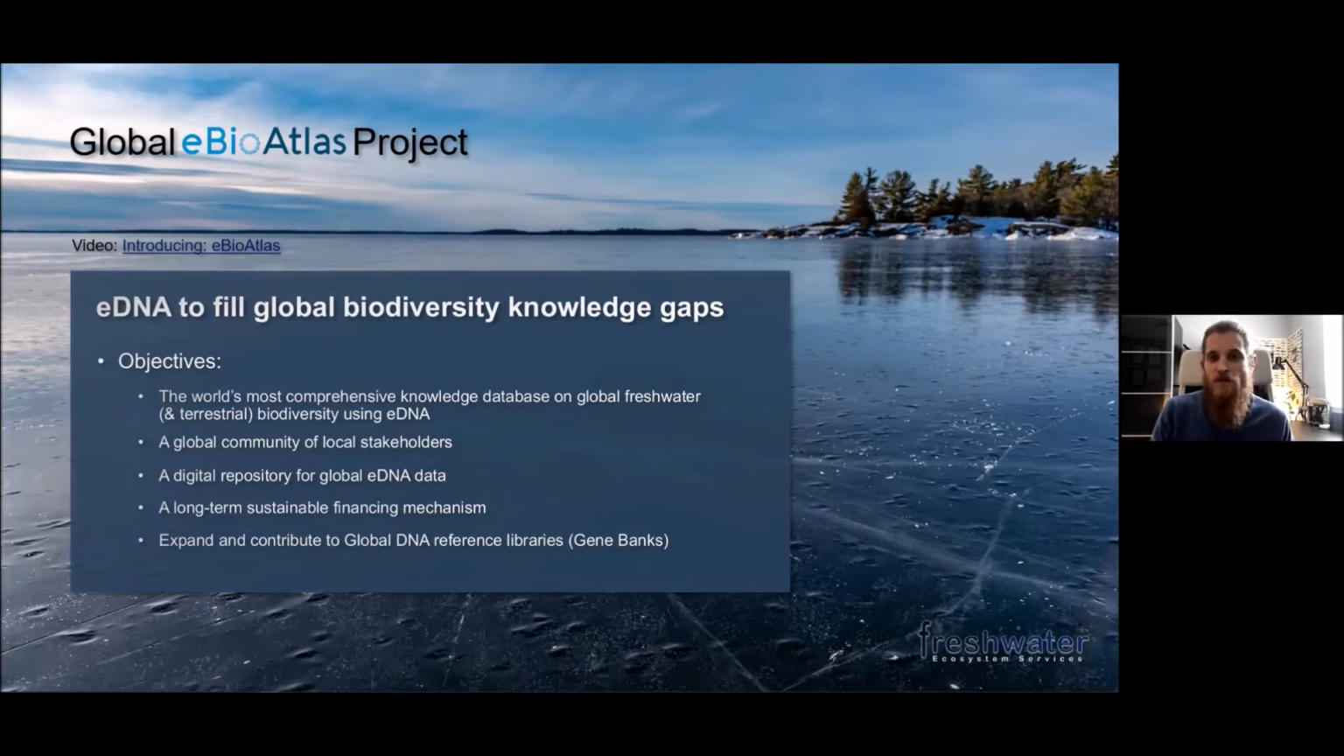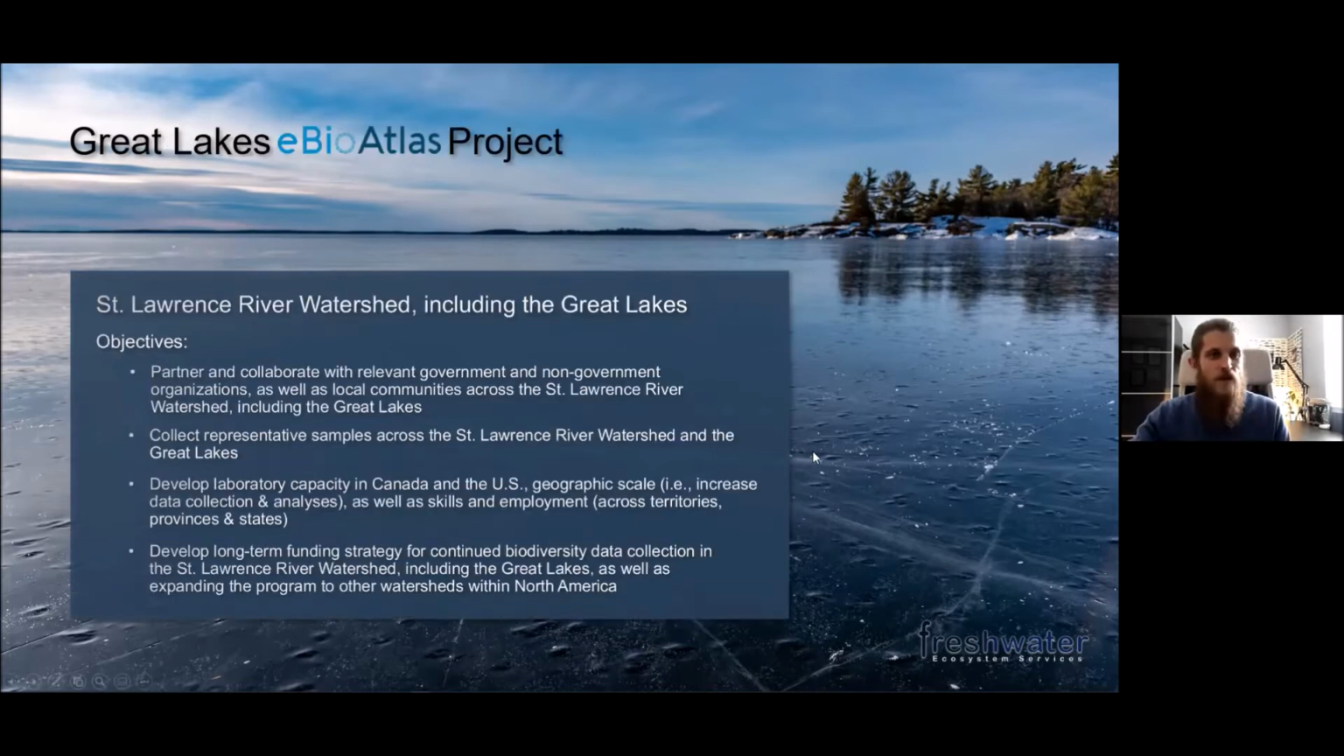So through collaboration, we started looking at how this project would look at scale, and we focused on one of the world's most precious freshwater ecosystems, the Great Lakes. So without further ado, that brings us to the crux of the project, the Great Lakes eBio Atlas project.